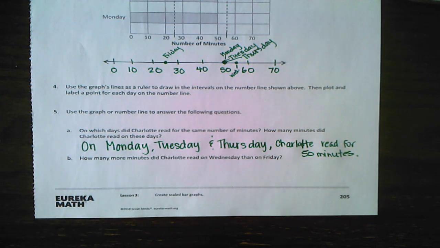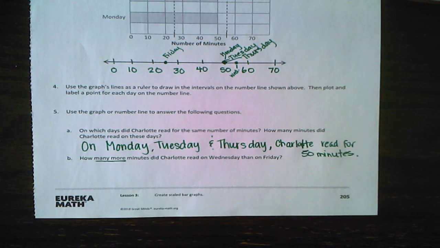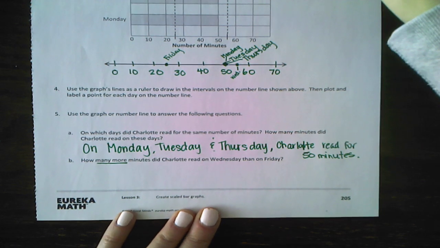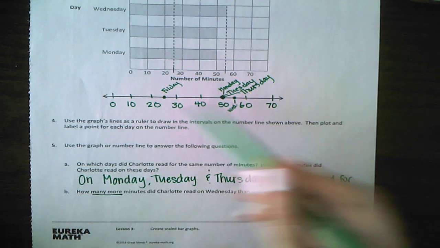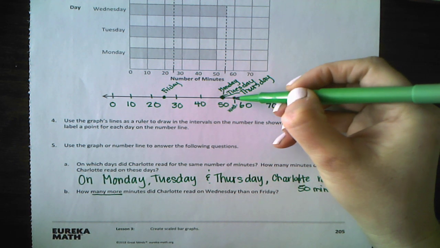We are near the end. Please read B with me. How many more minutes did Charlotte read on Wednesday than on Friday? So when it says how many more, what operation does that signify? We talked about it on the previous page as well. Remember? Yes, we got to subtract. We got to start taking things away. So we are comparing Wednesday and Friday. So I'm just going to look at our number line since it's so beautiful. So it looks like Wednesday, she read 55 minutes.